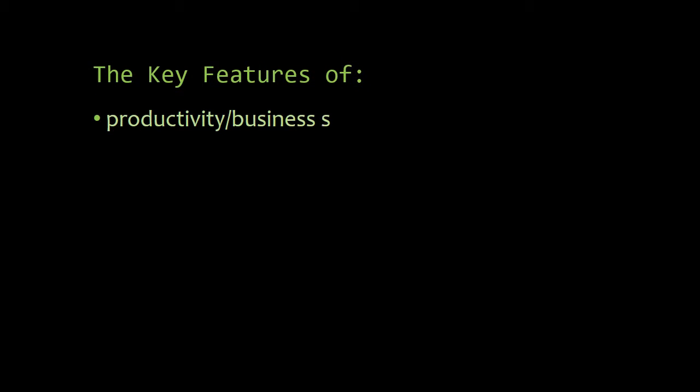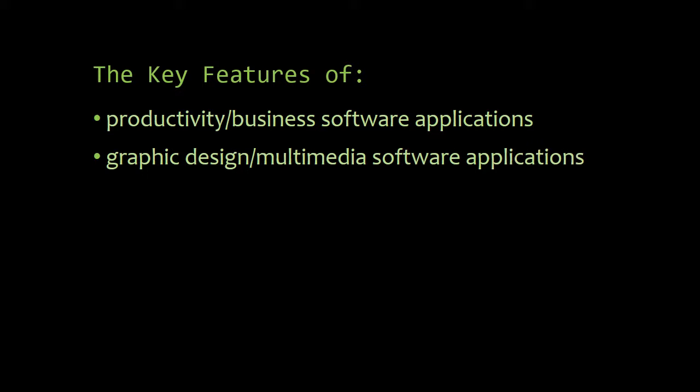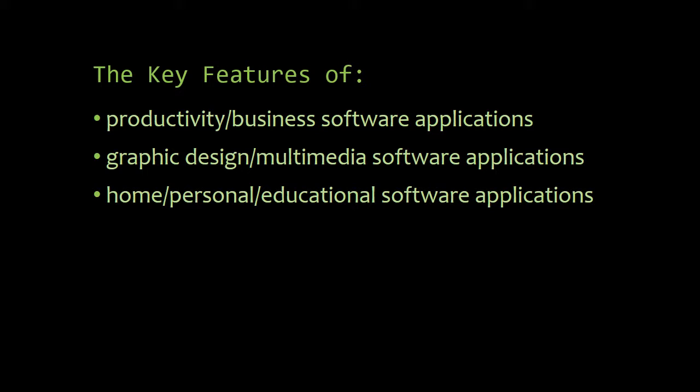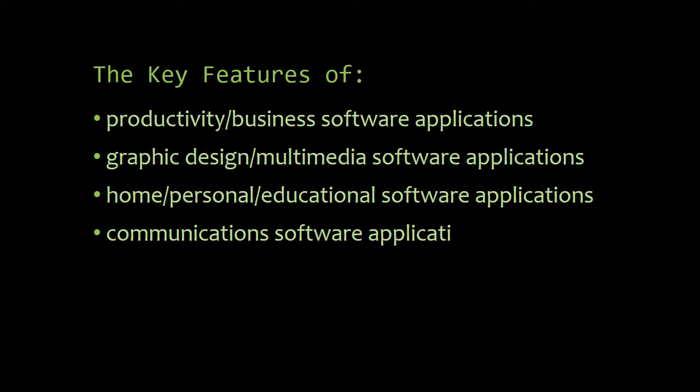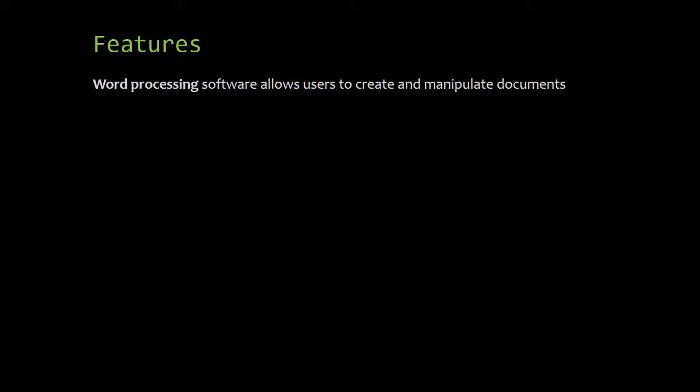The key features of productivity or business software applications, graphic design or multimedia software applications, home or personal or educational software applications, and communications software applications. People use productivity software to become more effective and efficient while performing daily activities. Word processing software allows users to create and manipulate documents that contain text and graphics.